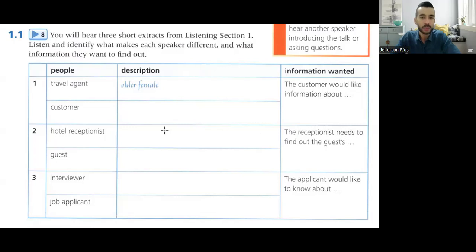Perfect. So let's continue with the conversation number 3.